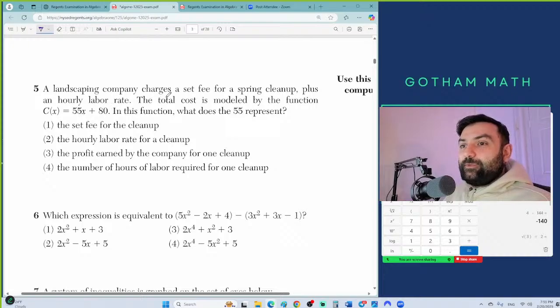A landscaping company charges a set fee for a spring cleanup plus the hourly labor rate. The total cost is modeled by the function c of x equals 55x plus 80. In this function, what does the 55 represent?